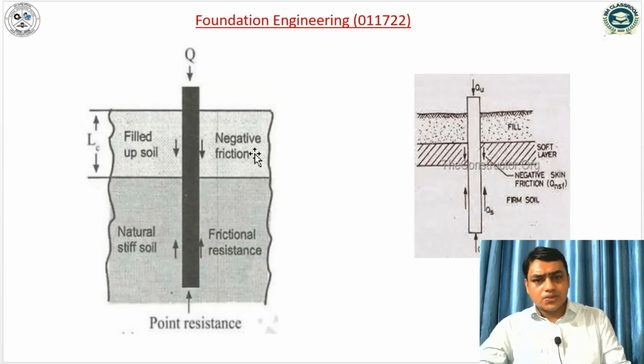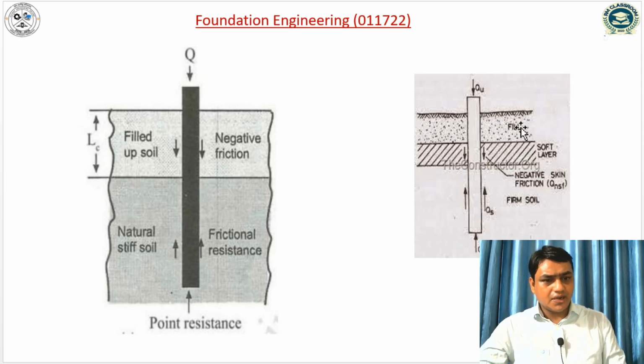Here we can also see a few examples. This is the filled up soil. In this region the negative skin friction will occur, in this region the normal frictional resistance, and here the point bearing resistance will occur. This negative skin friction is due to the filled up soil or loose soil.